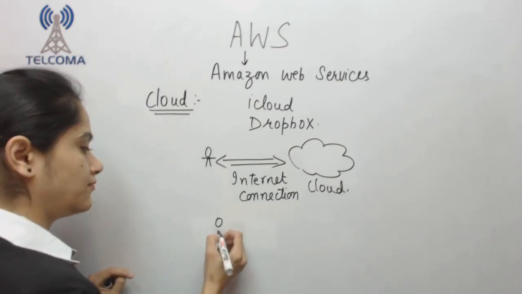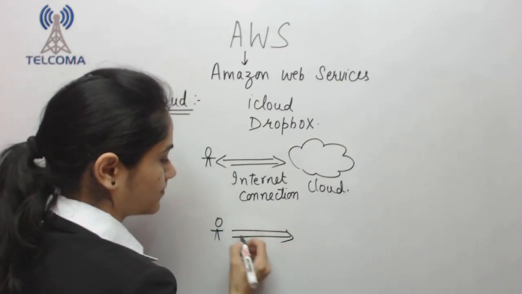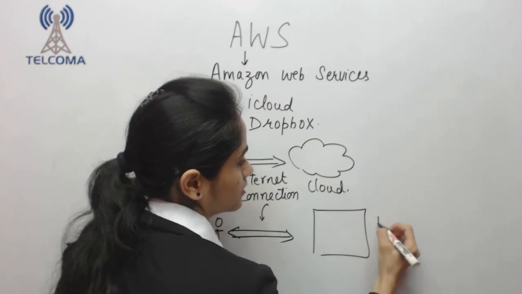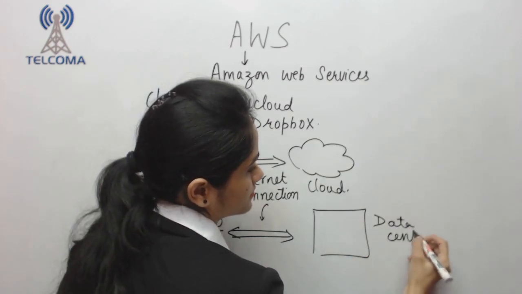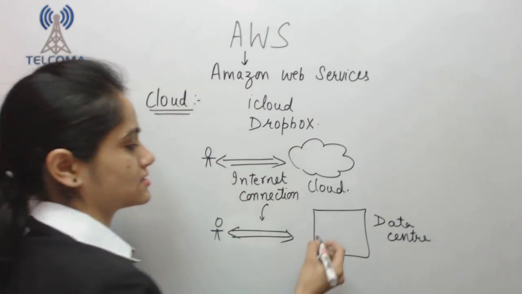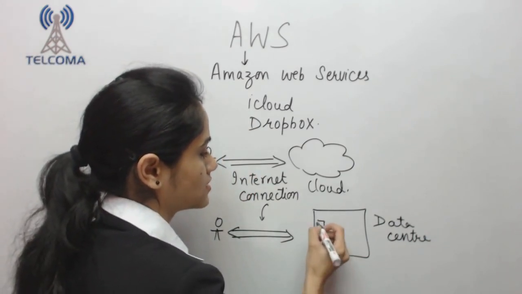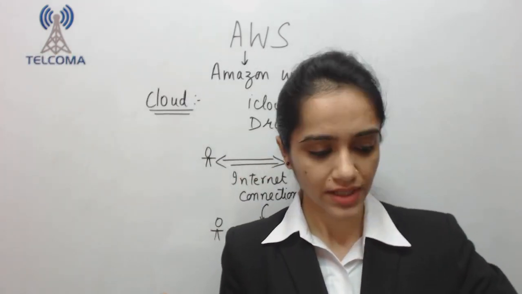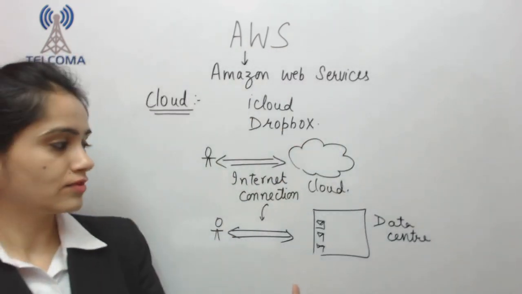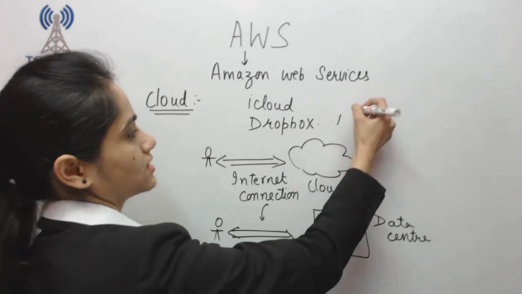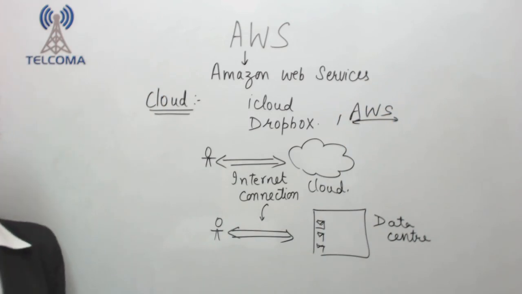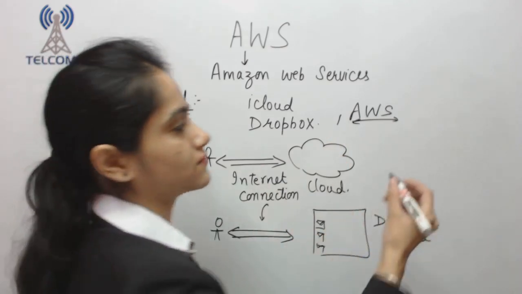So we can say that we have a user who, with the help of an internet connection, can connect to a data center. Here in this data center, we have our files stored. Now we can retrieve these files whenever we require them. This data center could be of iCloud, could be of Dropbox, or could be of AWS, which is Amazon Web Services. So from this we can say that AWS is basically a cloud service provider.